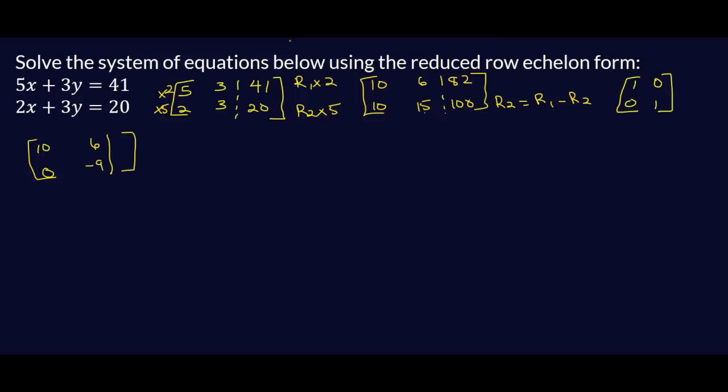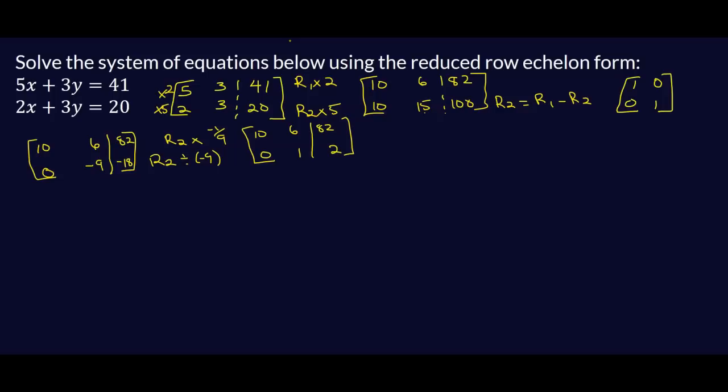Don't forget, we're going to leave this as 82. And here we have 82 minus 100, negative 18. Okay, so that's that. So let's go ahead and then we'll say row 2 divided by negative 9, or row 2 multiplied by negative 1 over 9. So what we're going to have here is 10, 6, and we have 82. And then here we have 0, 1, and then we have 2.